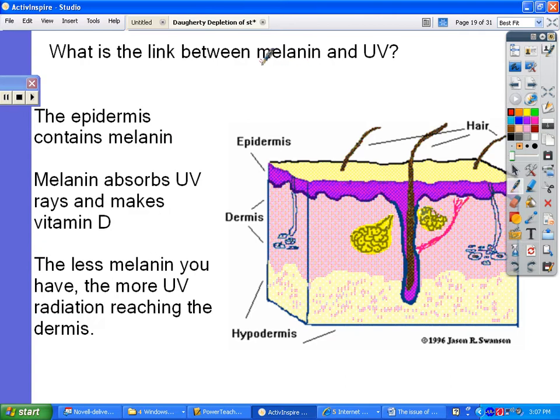Okay, so melanin, you guys probably talked about this term melanin in biology. Melanin is your pigment. You have pigment in all sorts of body parts, your skin, eyes, hair, but the melanin we're going to talk about today is the pigment in your skin. That's what gives you your skin color. Some people are born without genes to make much melanin, and other people have darker skin and make a lot of melanin. This melanin pigment is contained in your epidermis, and the job of your pigment is to absorb UV rays, and then it also makes a special vitamin D.